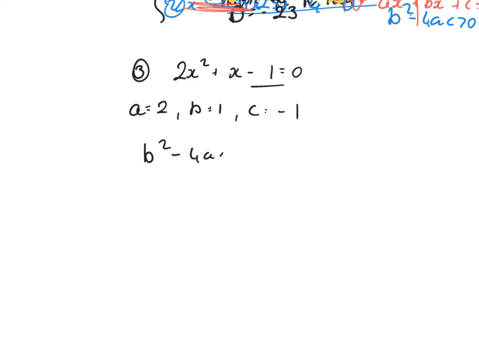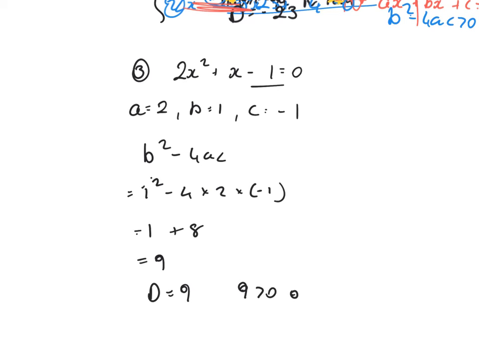b squared minus 4ac. 1 squared minus 4 times a, which is 2, times c, which is minus 1. Let's just wrap a bracket around that and take our time. 1 squared is 1. Okay, so we get minus 4 times 2, which is minus 8. Minus 8 times minus 1 is plus 8, which equals 9. Okay, D equals 9. 9 is greater than 0, therefore the roots are real and distinct.